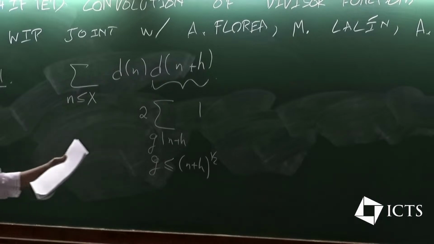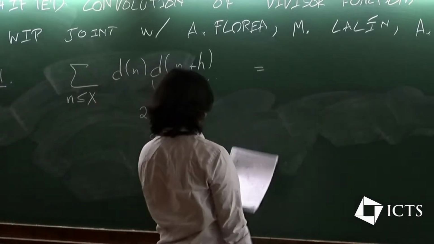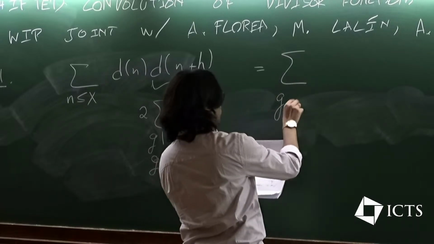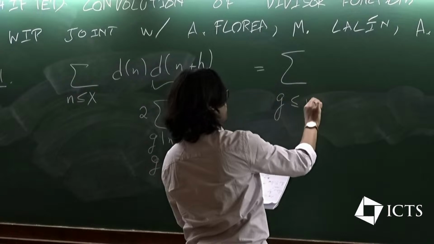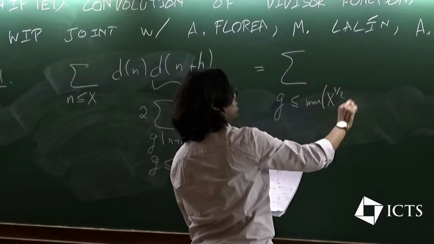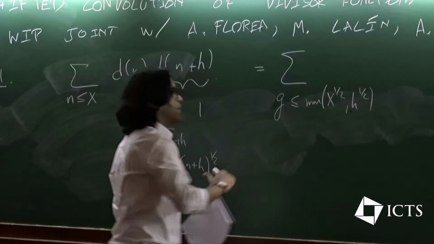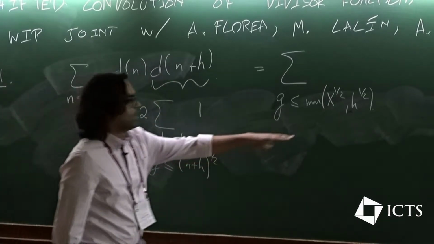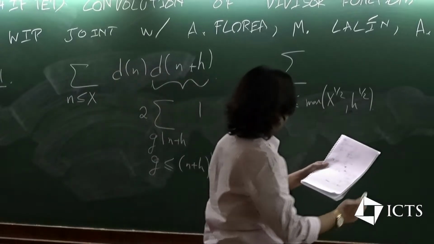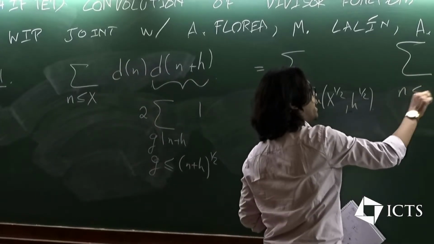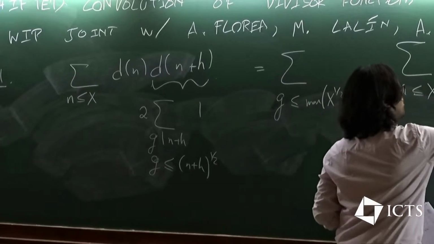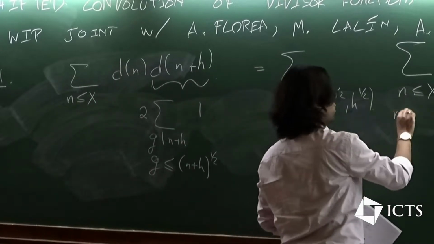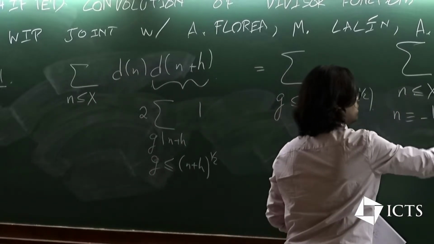So when you do this, you can interchange summations to get a sum over g, and now this will go up to the maximum of x to the half and h to the half, because h can be bigger than x, so you do need to account for this, of the summation n going up to x of the divisor function. But now this constraint that g divides n plus h will become a congruence constraint, and you get n congruent to minus h modulo g.